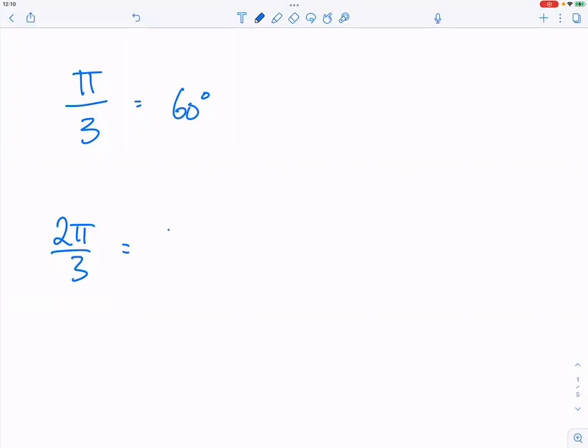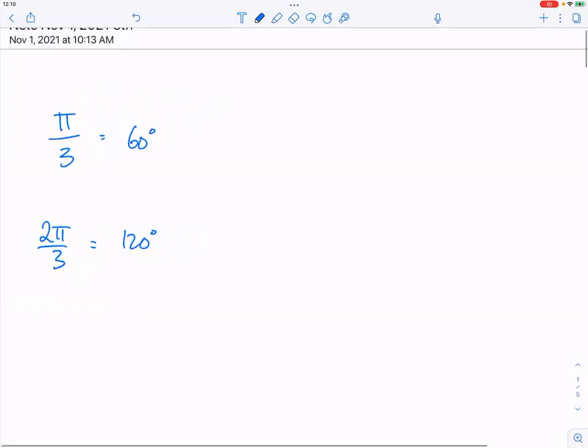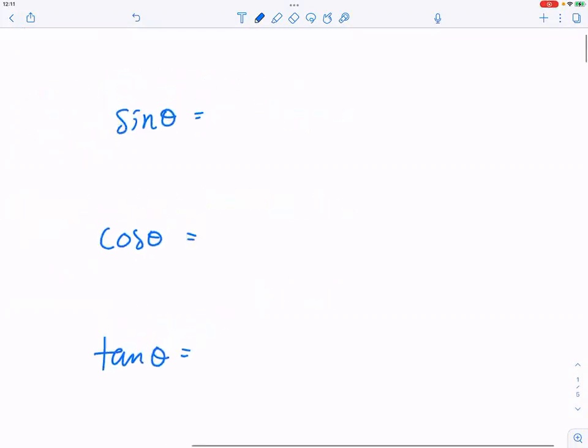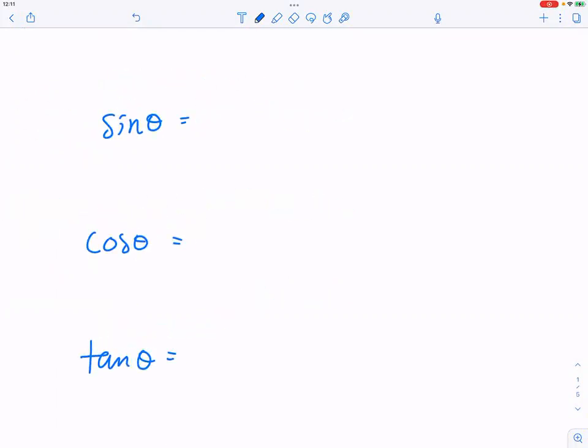So 120 degrees, okay? Now today we will also continue to talk about angles, but today in more specific content, we will talk about sine theta, cosine theta, and tangent theta. Now you learned all these three back in geometry, and if you're in physics right now, or last year, you should have seen these three already. So that should apply to most people.